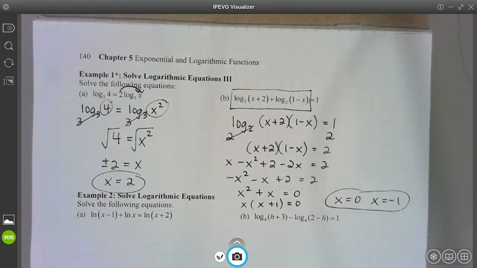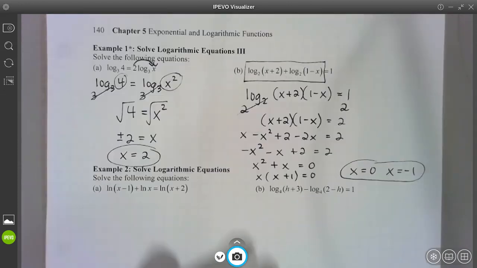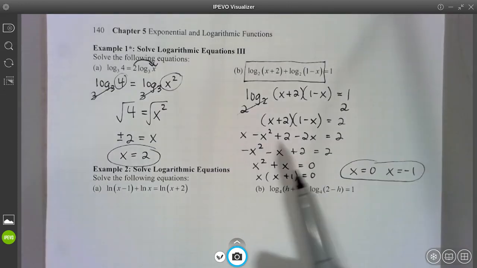All right, can I get a thumbs up if that seems pretty easy enough? Yes? No? Okay, like I said, normally once you get that log removed, the equation itself is a quadratic or a linear equation. Go ahead, someone was going to say something?